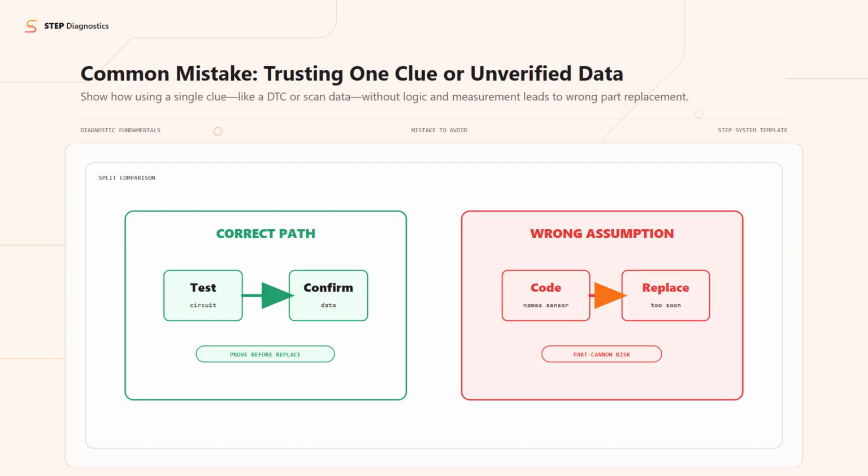A major pitfall is assuming a DTC or missing output means a component is bad, without confirming the logic and command path. This leads to expensive, needless part swaps when a disabled condition, wiring issue, or logic block is actually to blame. Always confirm the command, verify circuit operation under load, and use multiple clues before any replacement.